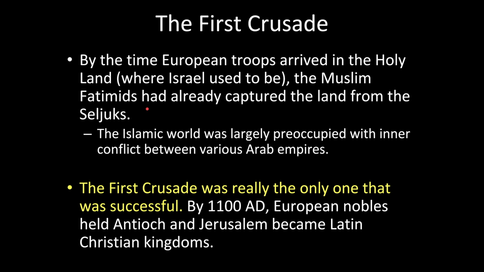By the time European troops arrived in the Holy Land, where Israel used to be, the Muslim Fatimids had already captured the land from the Seljuks. Okay, so there's a switch in territory there. The First Crusade was really the only one that was successful. By 1100 AD, the European nobles held Antioch and Jerusalem, and that means we had captured the Holy Land by 1100 AD.